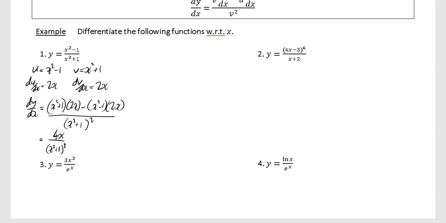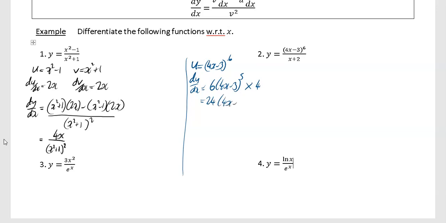Okay, for example 2, I will just change to blue, and I'm going to write down my u first of all. u is equal to 4x minus 3 to the power of 6. So my du by dx is going to be equal to 6 times 4x minus 3 to the power of 5. That was me differentiating with respect to the bracket. Now differentiate inside the bracket, you get 4. So that works out to be 24 times 4x minus 3 to the power of 5.